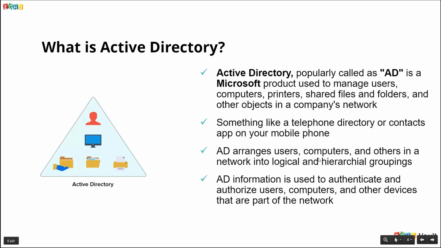Now, we will quickly have an overview about Active Directory and how it works to help people who are new to this technology. Active Directory, popularly called AD, is a Microsoft product that is used to manage users, computers, printers, network drives, and other objects within the company's network. AD helps you organize all the users, computers, and network devices into logical and hierarchical groupings. It is something like a telephone directory or contacts app in our mobile.